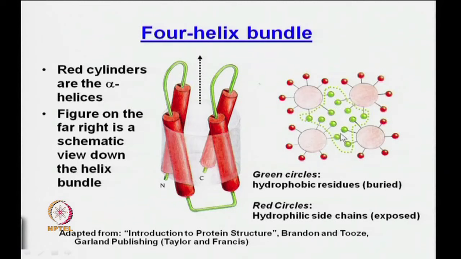So, this dotted line actually tells you the section of the hydrophobic residues, and the red circles are the hydrophilic side chains which are predominantly exposed to the surrounding solvent. Okay. So, this is the simplest and the most commonly occurring of the alpha helical domains, the 4-helix bundle.